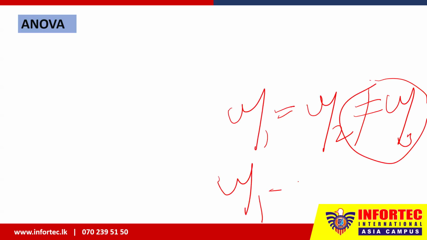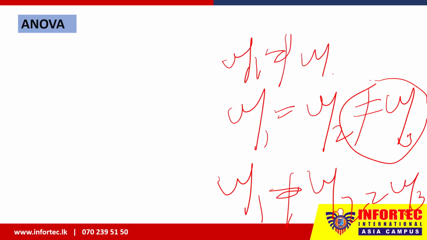Sometimes mu1 is unequal to mu2 and may be equal to mu3. Another option is mu1 unequal to mu2, unequal to mu3. That can happen. So that's why we mention at least one of the area mean weights is different from the others. Okay.